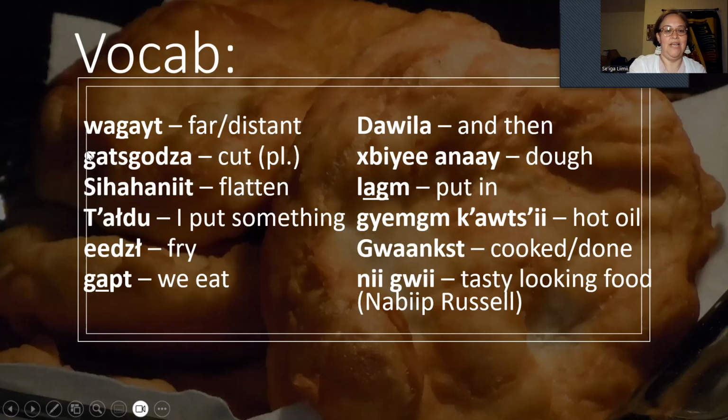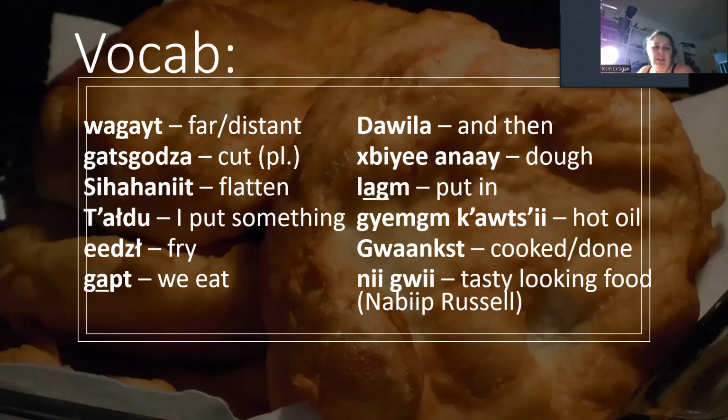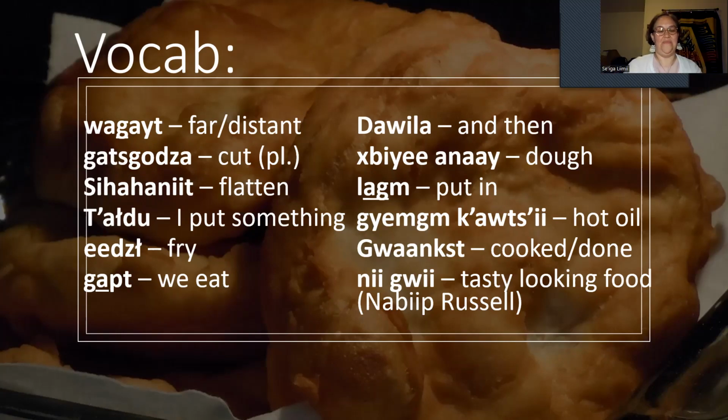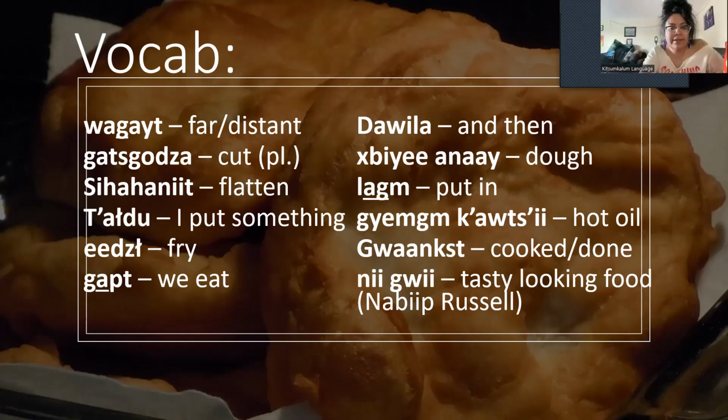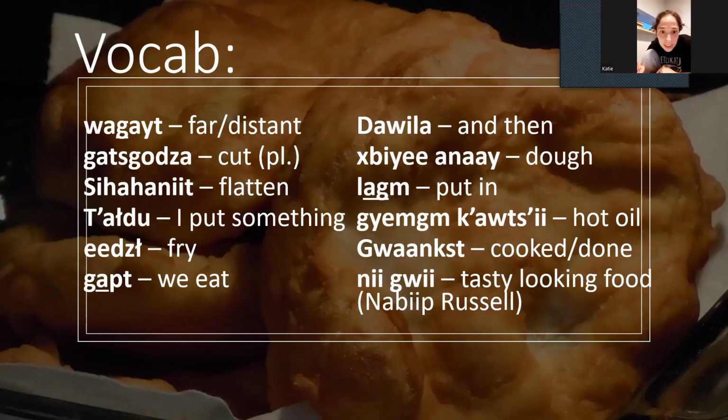All right. Midi Getwin, first three. Wagite, far, distant. Kutz Kodza, cut. This is plural of Kodza. She hahanit, flatten. Wagite, kutz Kodza, she hahanit. Wehoiks.